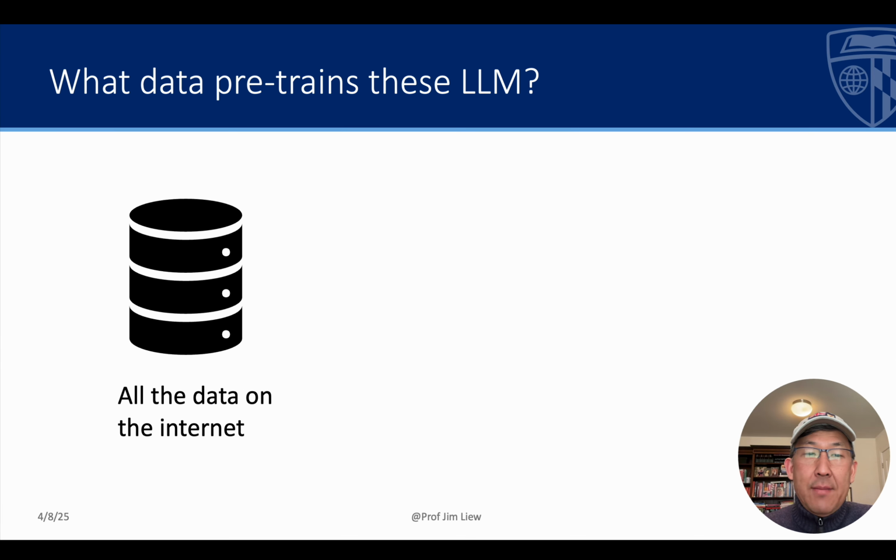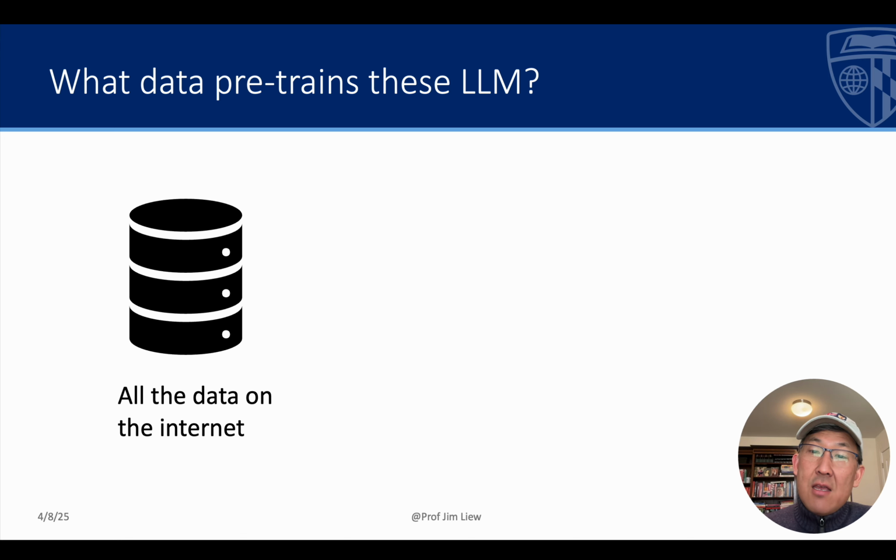So let's talk a little bit about all the data on the internet. And this is actually interesting. All the data on the internet is what the LLMs are pre-trained upon. So we're lucky. We get to just use what these large tech companies have pre-trained their large language models on, and then we can use it for specific things.